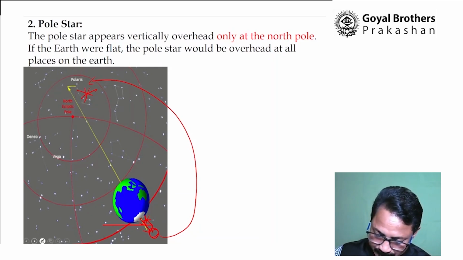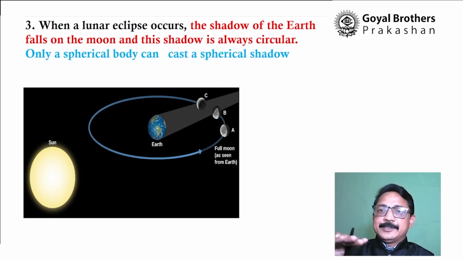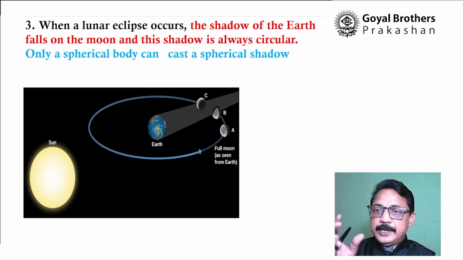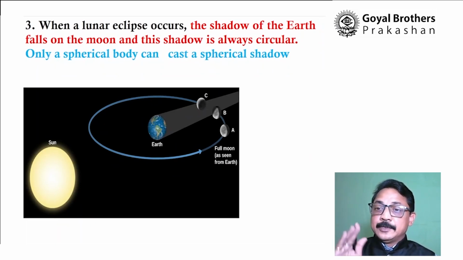Then third proof, during lunar eclipse, as I already told you, the shadow of the Earth which falls on the moon is seen circular, and only the spherical objects are able to cast the circular shaped shadow.